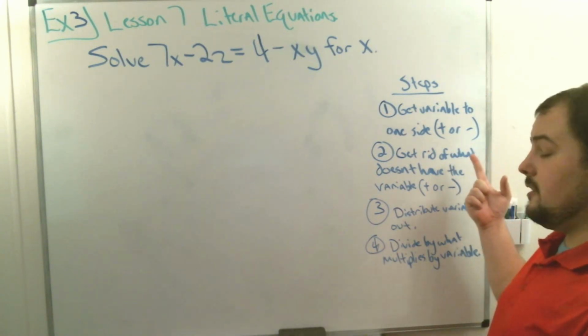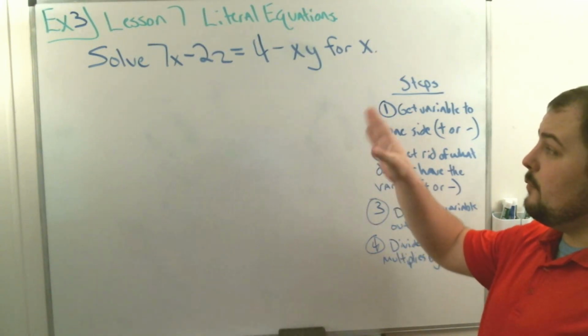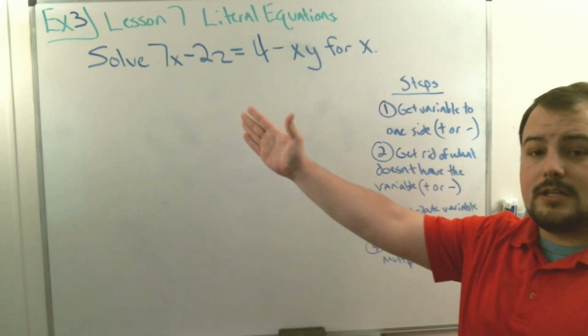The first step is we're going to get the variable to one side. So we're going to pick a side. We're going to pick the left side or the right side, and we're just going to move one of these variables to the other side.